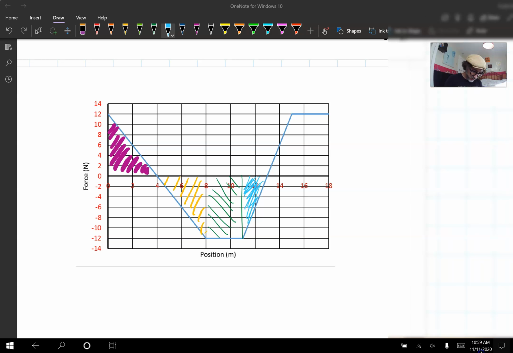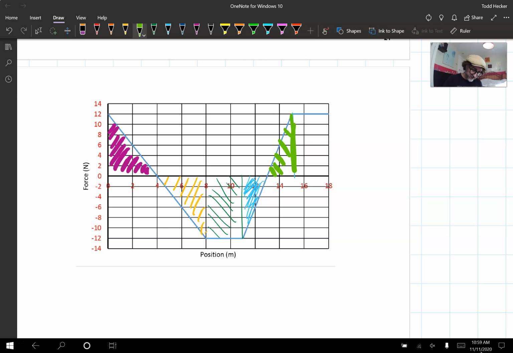and what color haven't I used yet? It's light green. Oops, light green. This area, and we haven't used red yet, and this area. Okay, so let's take a minute and do this.